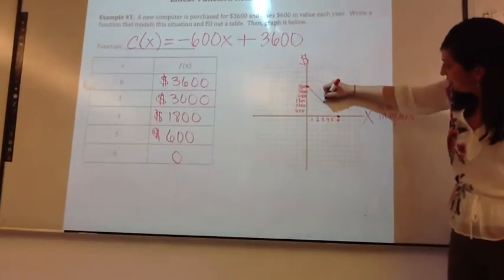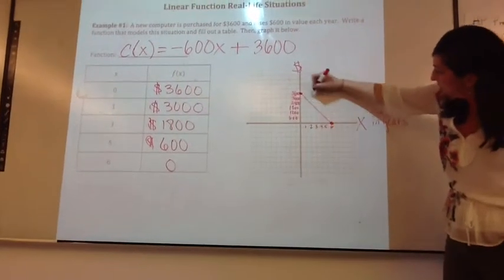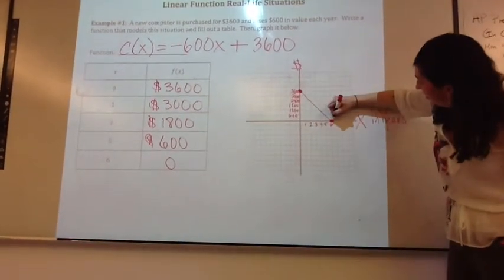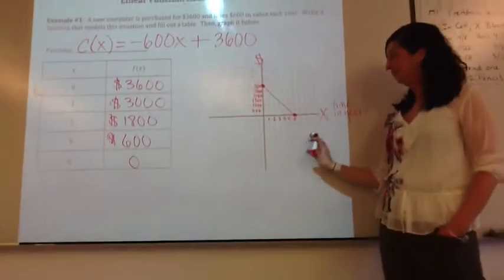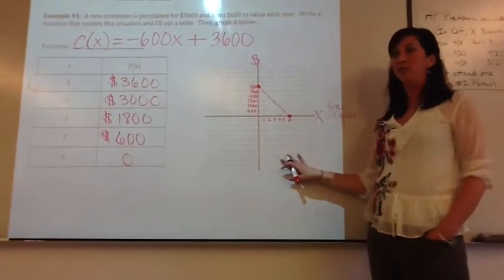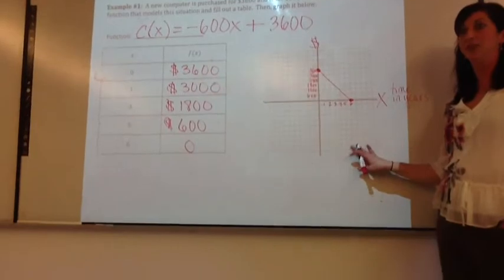Now, am I going to draw my line anywhere except the first quadrant? No. Should I extend my line? No. Exactly, right? We can't just continue to go down. At 0, it's zeroed out, we're done.